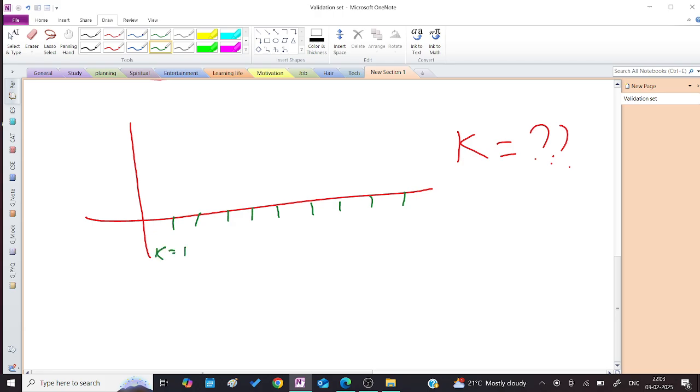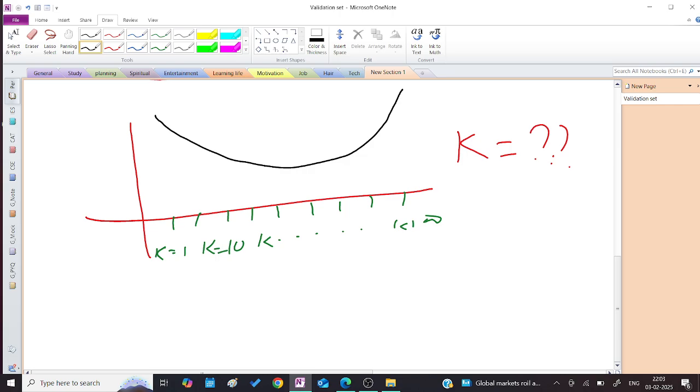For K equals 1, K equals 10, and so on, suppose K equals 100. This checking we would mainly do on the training test set, and our curve will be U-shaped. For example, this may be our curve. So the optimal value will be around, suppose, K equals 15, right? So how can we know this 15, unless we have some training data set?